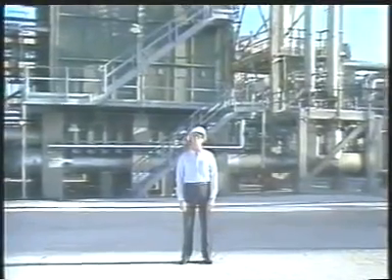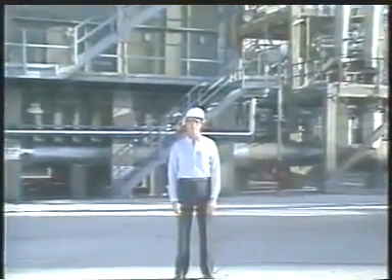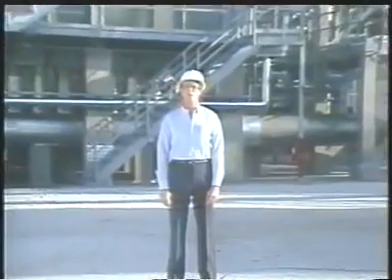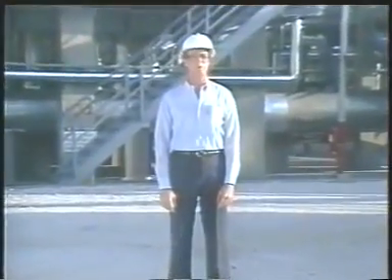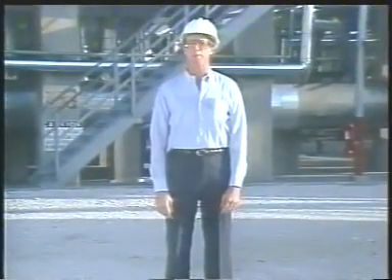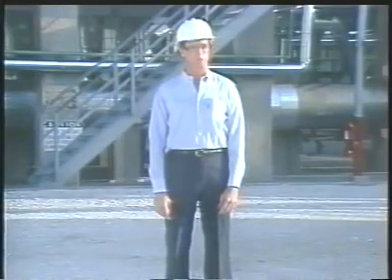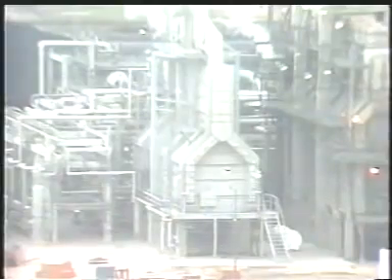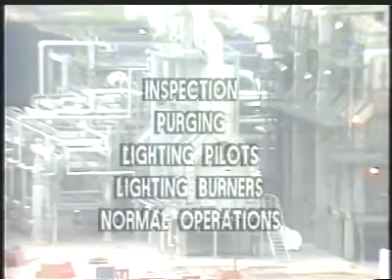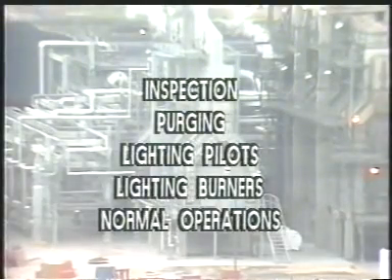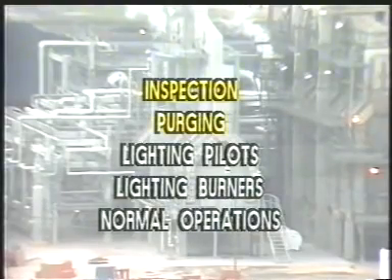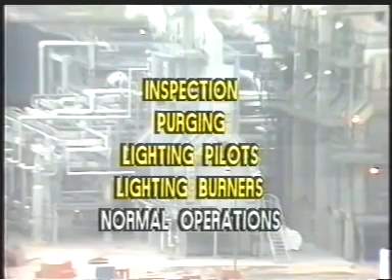Every plant has its own set of procedures for furnace startup. The general procedures outlined here are designed to provide an overview of furnace startup. However, each operator should carefully follow company procedures for his unit. There are 5 major steps to furnace startup: pre-startup inspection, purging the furnace, lighting the pilots, lighting the burners, and placing the furnace in normal operating mode.